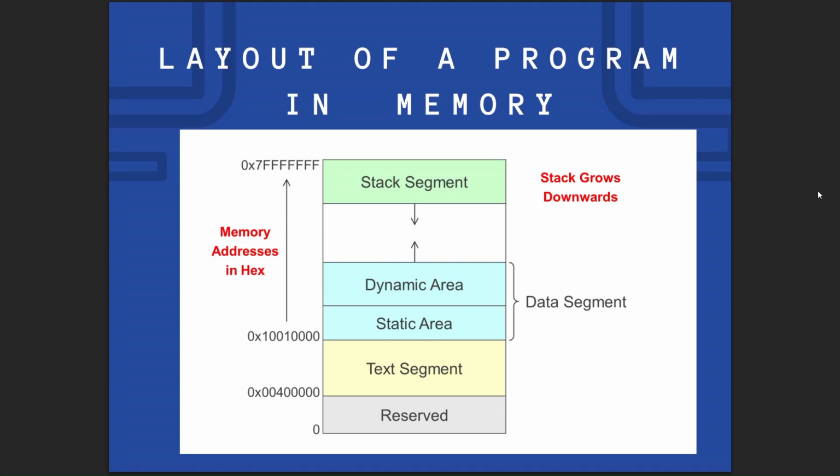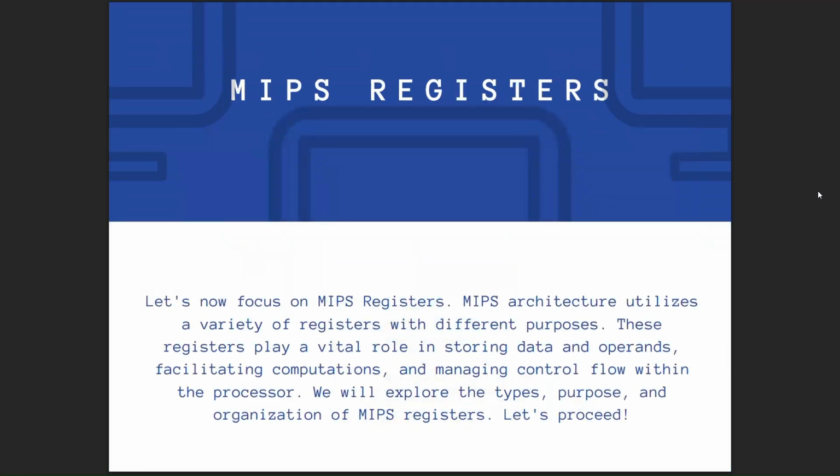At the very bottom is the reserved area, which is typically off limits to user programs and used by the operating system. Notice that the stack grows downward from high memory addresses while the dynamic area grows upward from lower addresses. This arrangement allows both areas to share the available memory space efficiently. If they meet at any point, the program runs out of memory.